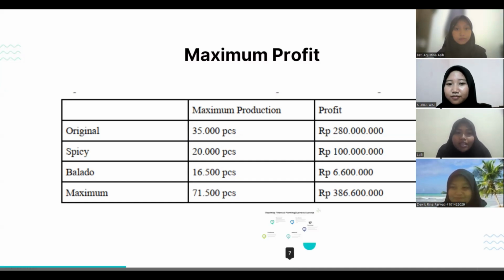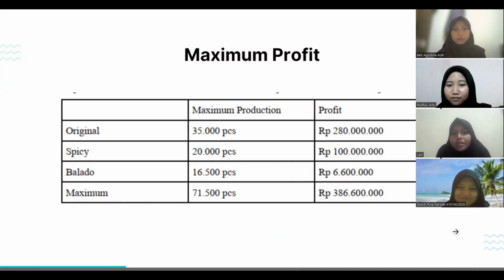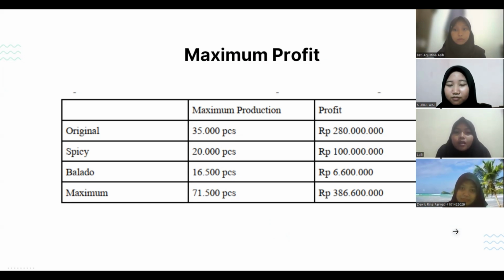Okay, so for our production, for original flavor, we have maximum production 35,000 pieces with profit 280 million. And for spicy flavor, we have maximum production 20,000 with the profit 100 million. And for the last, balado flavor, we have maximum production 16,500 pieces with profit 6,600,000. So we have maximum production for all flavors is 71,500 pieces, and maximum profit for all flavors is 386,600,000. It's all from me.